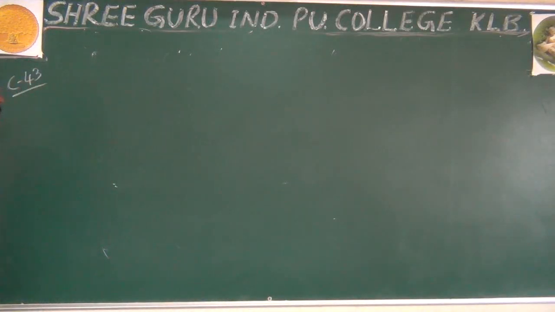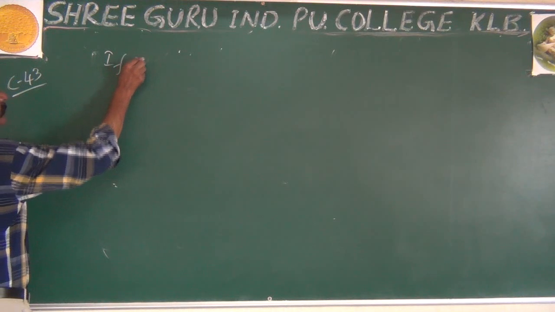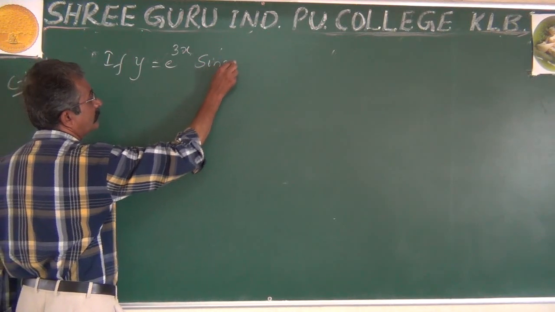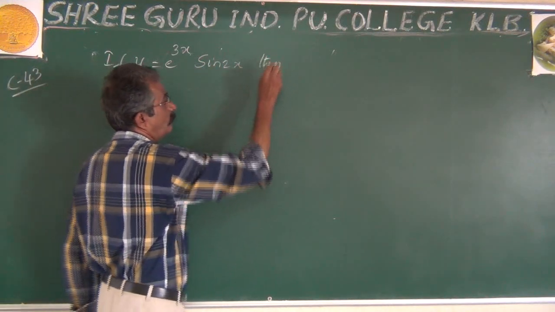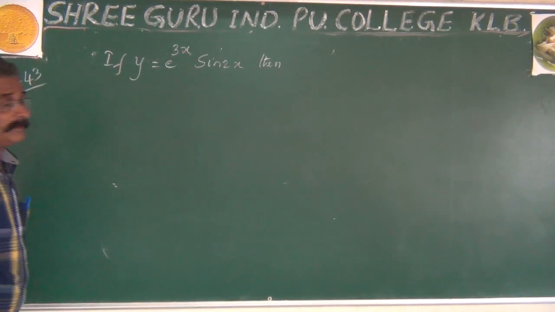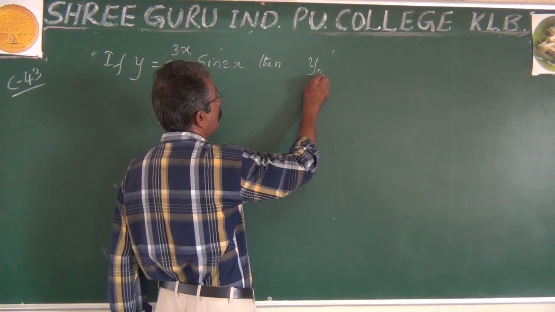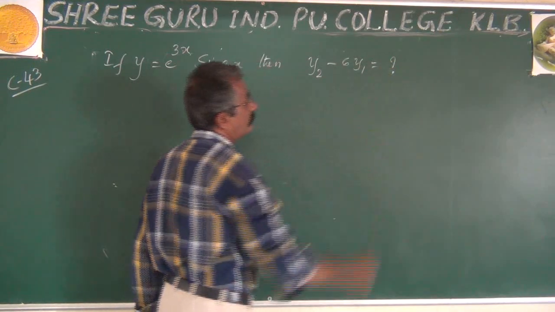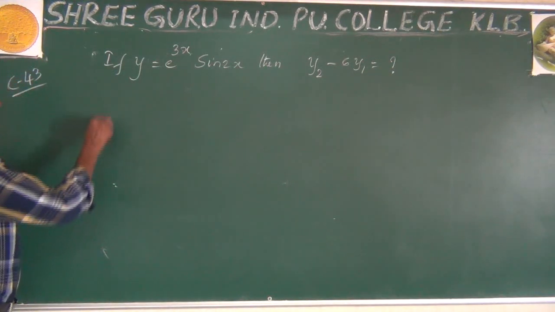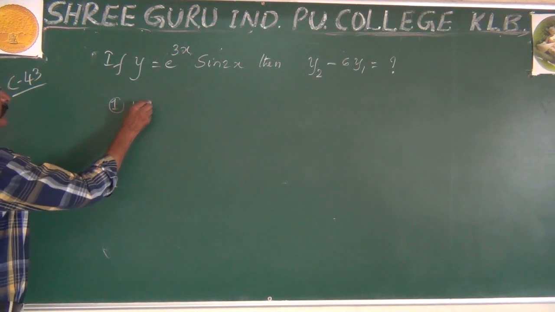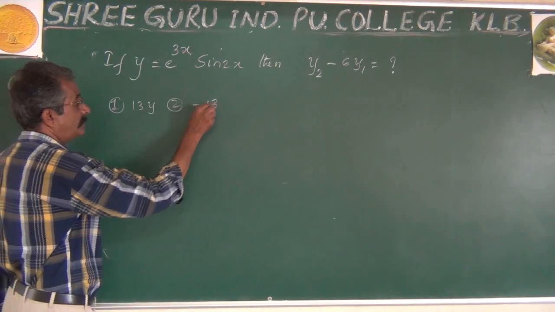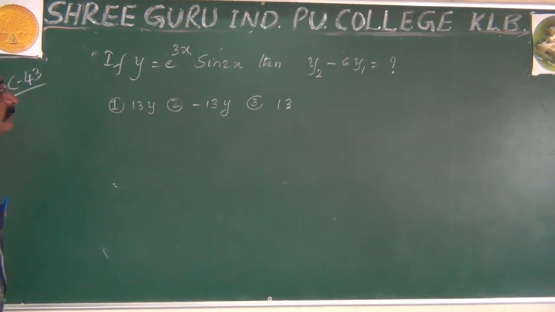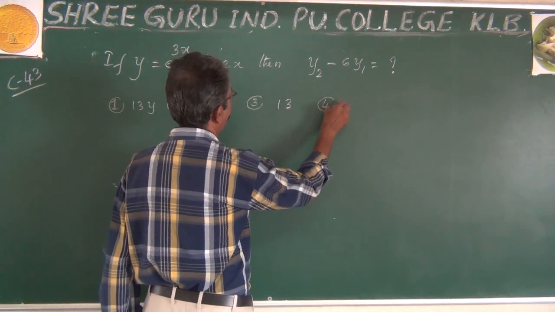Next question. If y equals e raised to 3x into sin 2x, then what is the value of y2 minus 6y1? First option 13y, second option minus 13y, third option 13, mean only 13, fourth option minus 13.